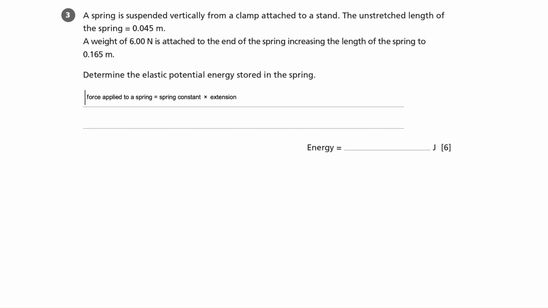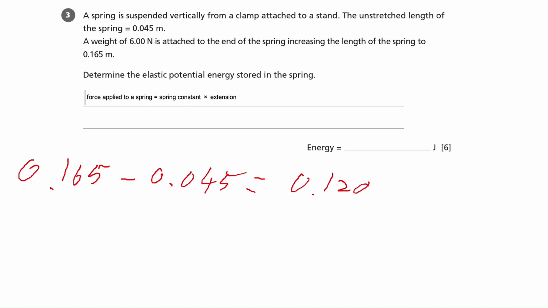We do that using the formula force applied to a spring equals spring constant times extension. Now, to do that, we're going to need to find the extension. So we'll do that first. We say extension equals the increased length of the spring, which is 0.165, take away the initial length, which is 0.045, which gives us an answer of 0.120 meters.